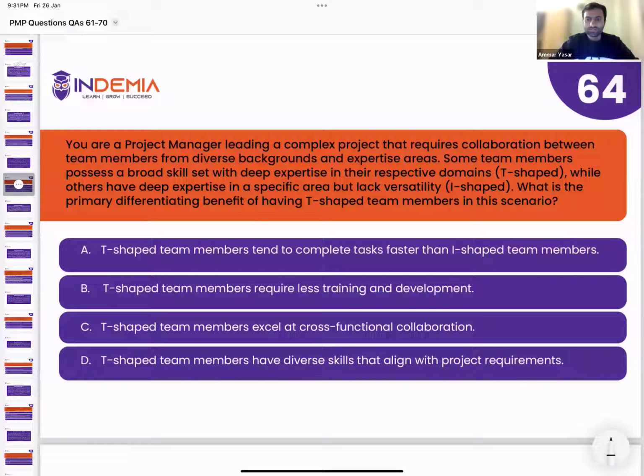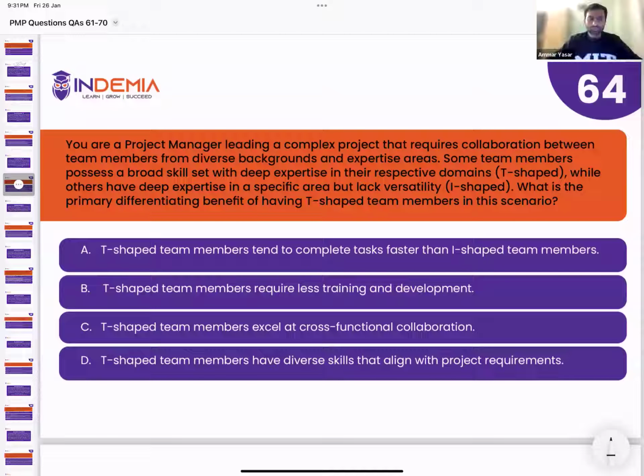All right, Rafi, why option C? For similar reasons, though I was hesitating between C and D, I think that the strength of the T is that they are cross-functional, so that they can really work in different kinds of environments because they have a wide set of skills. So I think C was more important than D in this case.